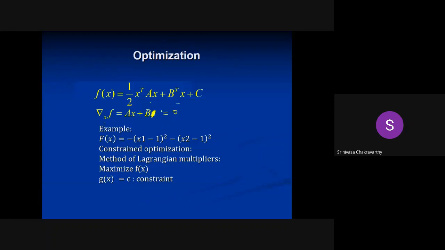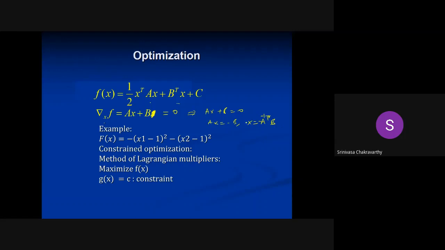Now, this is somewhat straightforward because this implies just Ax plus b equal to 0, and so Ax equals minus b and x equals minus a inverse b. So somewhat simple, assuming a is invertible. I mean, life is simple, but things can get more complicated.